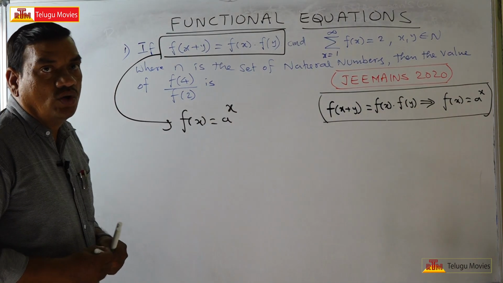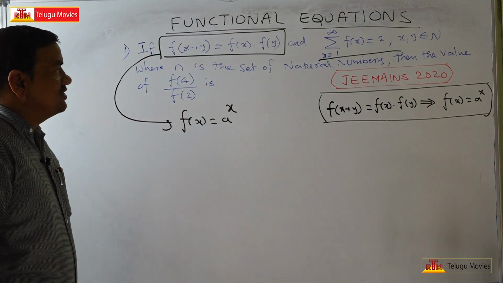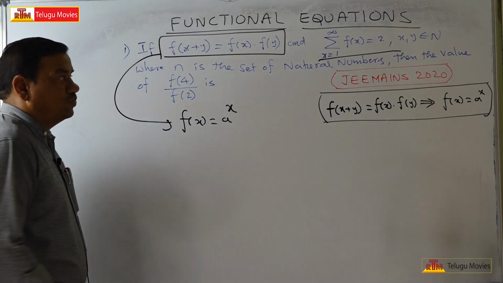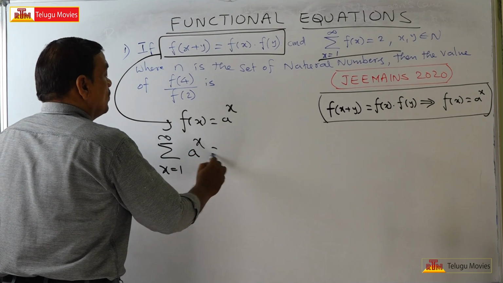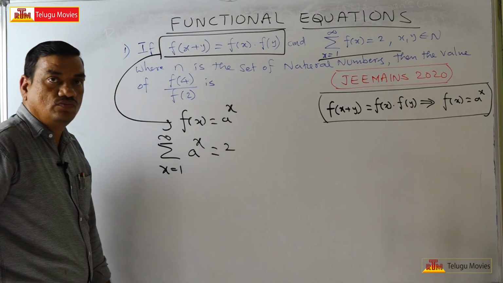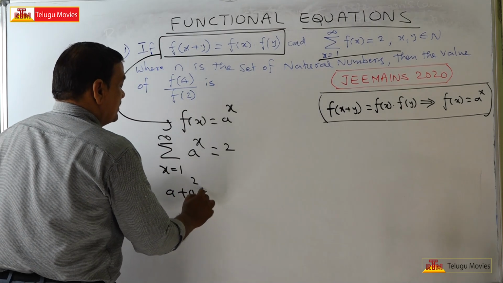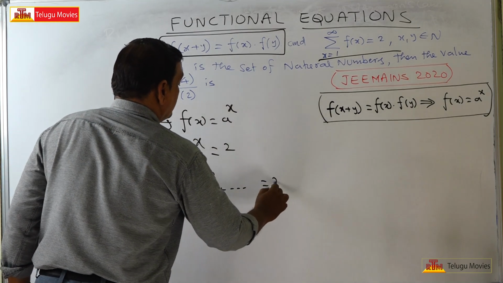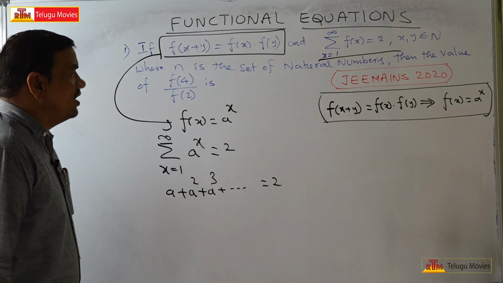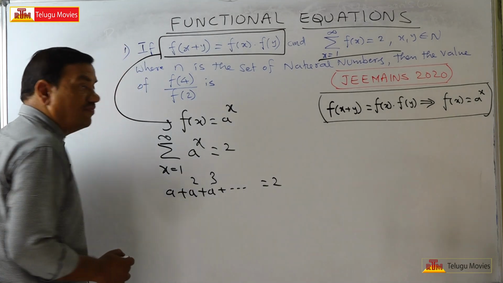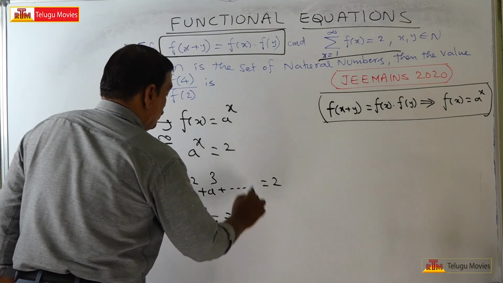Now how to find out the a value? One hint is given: sigma x runs from 1 to infinity f of x is equal to 2. That is sigma x runs from 1 to infinity of a power x, equal to 2. The x value runs from 1 to infinity. Therefore this is a plus a square plus a cube plus so on to infinity, equal to 2. Obviously it is an infinite geometric progression. The sum to infinity formula is a by 1 minus r. That is, a by 1 minus a is equal to 2.